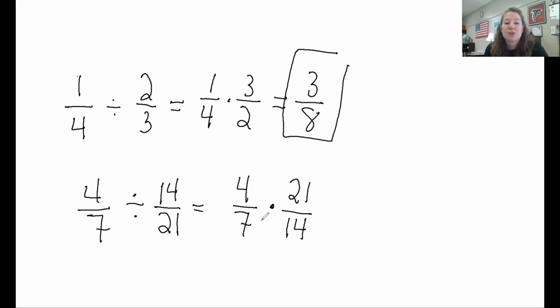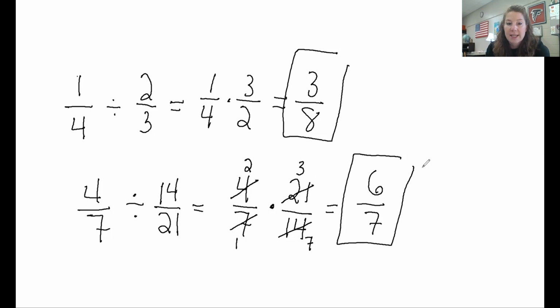Now this one, if you multiply straight across, that's fine. You're gonna get big numbers. So I'm gonna try to simplify before I multiply. So I know 4 and 14 are both divisible by 2. So 4 divided by 2 is 2, and 14 divided by 2 is 7. I also know that 21 and 7 can both be divided by 7. So 7 divided by 7 is 1, and 21 divided by 7 is 3. Now I can multiply straight across. I get 2 times 3 is 6, and 1 times 7 is 7. And that's the answer. Awesome, I hope you guys got it right.